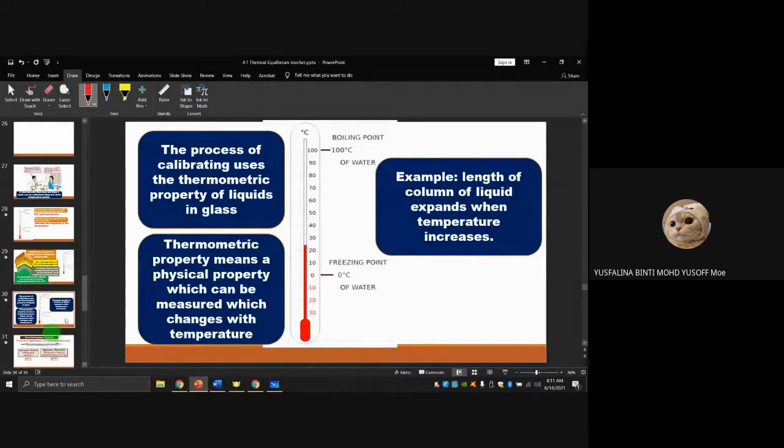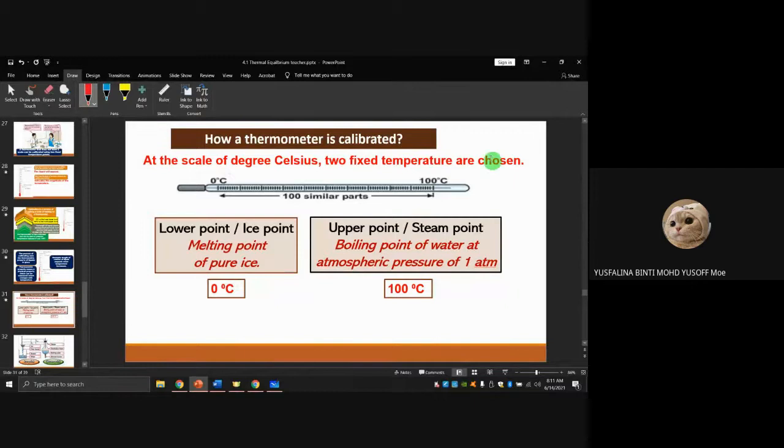The process of calibration uses the thermometric property of the liquid, which is expansion. If you put it in hot water, the mercury will expand, but if you put it in cold water, it will contract. This is what I explained just now: the lower point is the melting point and the upper point is the boiling point.